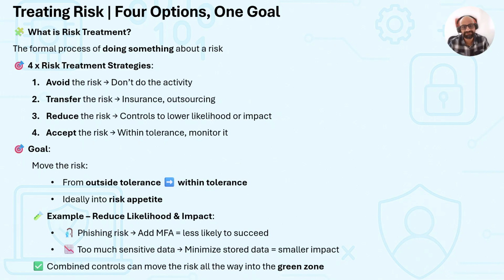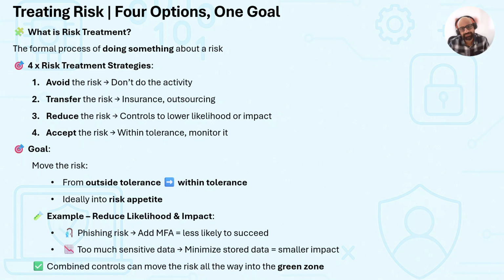Then we have an option to transfer it, that is insurance, or even contracts that shift liability to vendors. For example, cloud hosting liability clauses. Think of cyber insurance here. After the 2014 JP Morgan Chase data breach that hit 76 million households, many banks re-evaluated their insurance cover. They realized transferring parts of the financial risk didn't mean outsourcing accountability. You still own the operational hit.